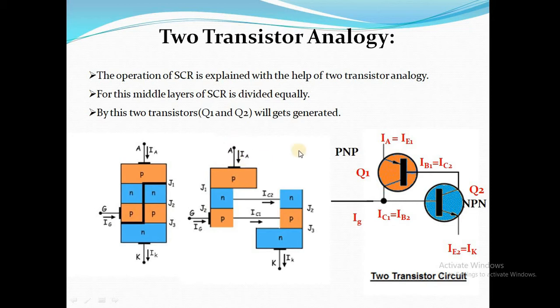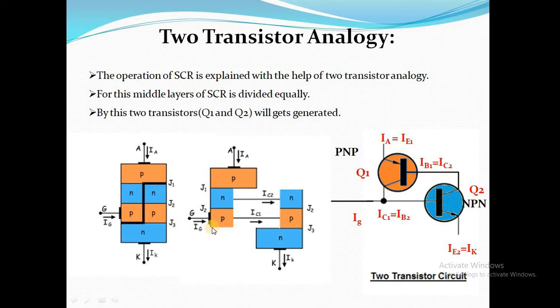So this anode terminal is the same as the emitter terminal of the first transistor, and as the transistor is a PNP transistor, the arrow mark indicates the inward direction here. So this is the anode terminal or emitter terminal of the first transistor. Next is the base layer. First is the anode and the middle one is the base layer, so this terminal is the base terminal, and next is the collector terminal. So this third terminal is the collector terminal.